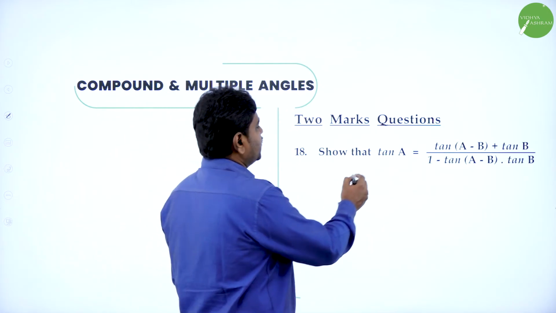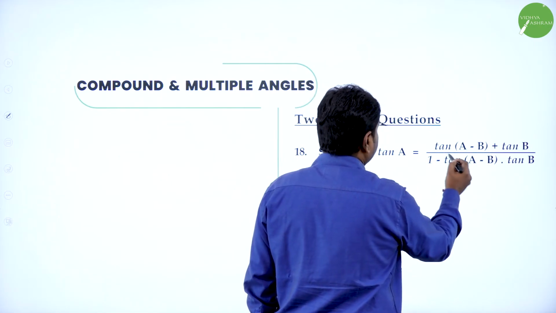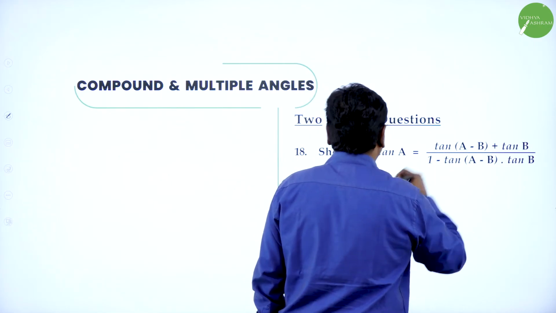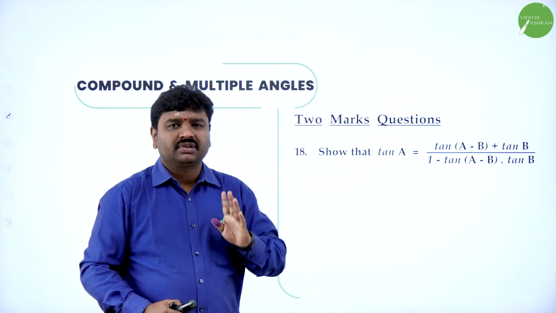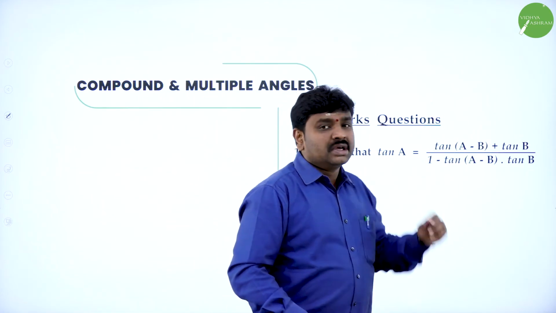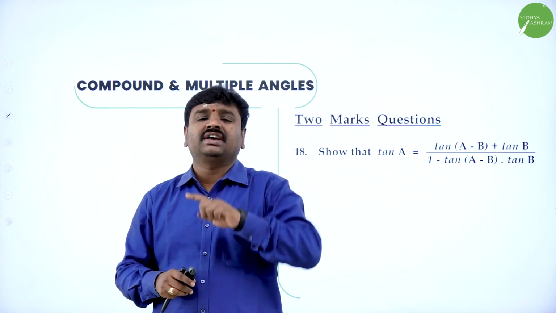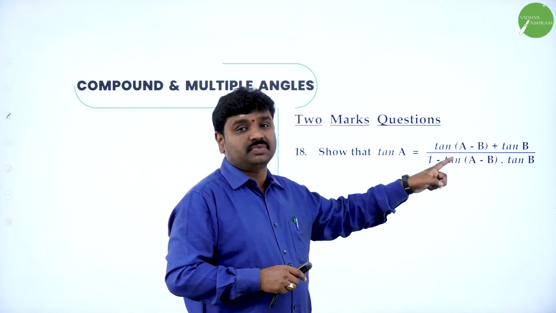Show that tan A is equal to (tan of (A minus B) plus tan B) divided by (1 minus tan of (A minus B) into tan B). I want you to prove this. In this case, use your brains. Here LHS is a small term, RHS is a big term. Compressing a big term is easier than expanding a small term. Otherwise, you should write A as A plus B minus B.